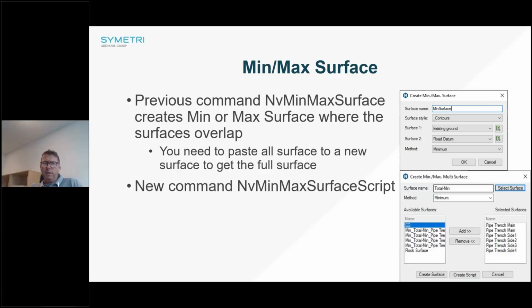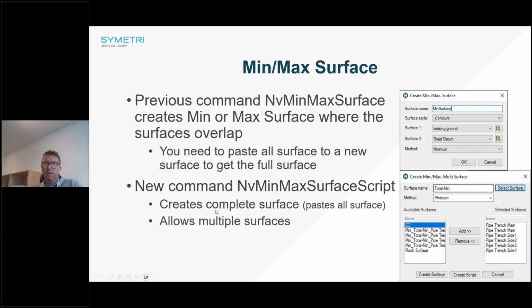We've now created a new command. We call that NV min-max surface script, which allows you to create a complete surface. So all surfaces are actually pasted to the new surface. Also, we allow multiple surface selection. So you can select all surfaces, make a minimum of these.